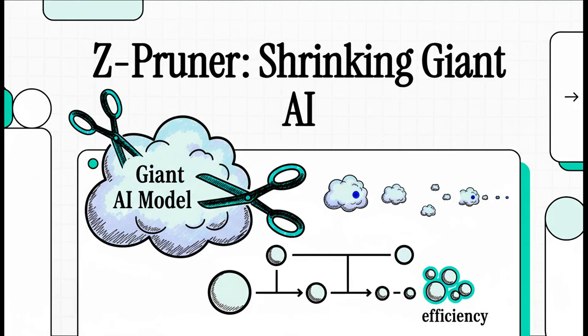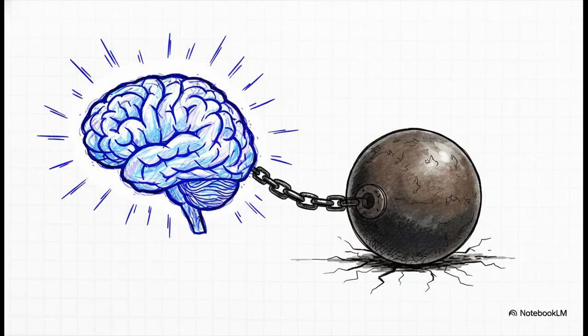You know, large language models are completely changing the game, but they've got this one huge secret problem, a big one. Today, we're going to dig into a really cool new method called Z-Pruner that's trying to solve this massive issue and make powerful AI way more efficient for all of us. So let's get right into it.